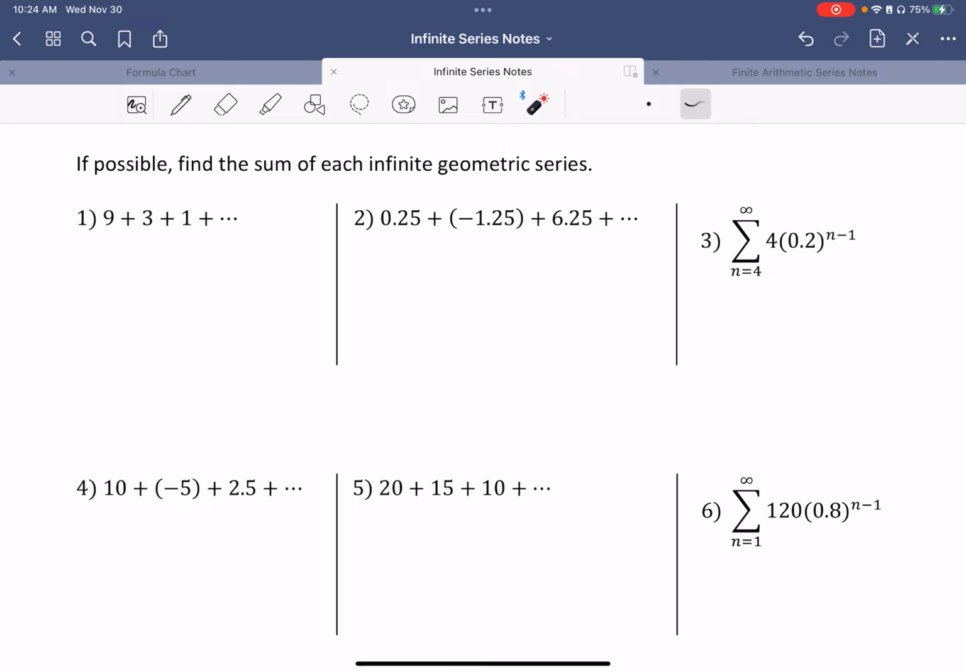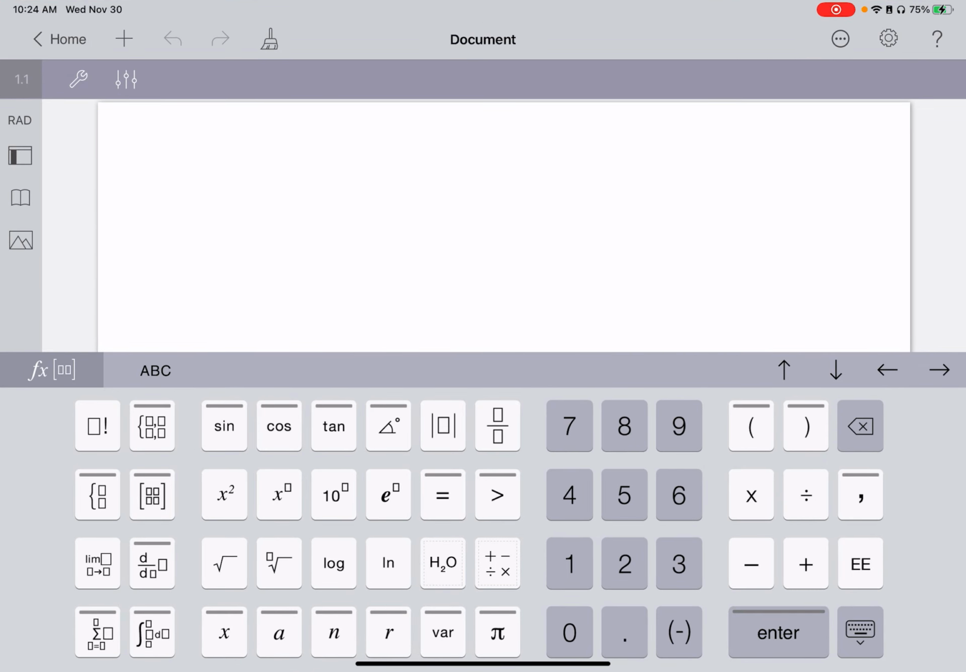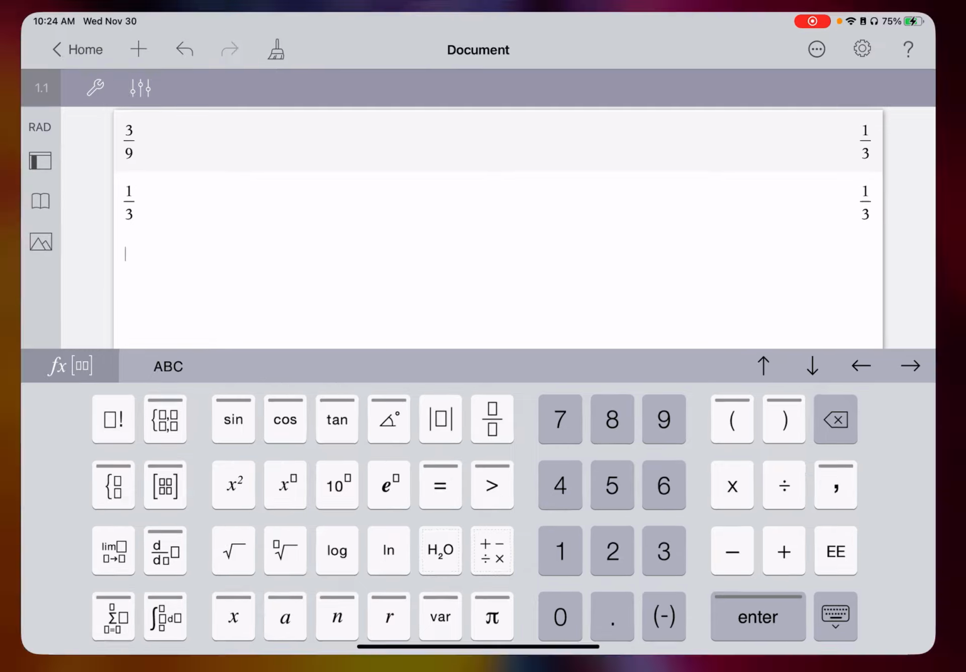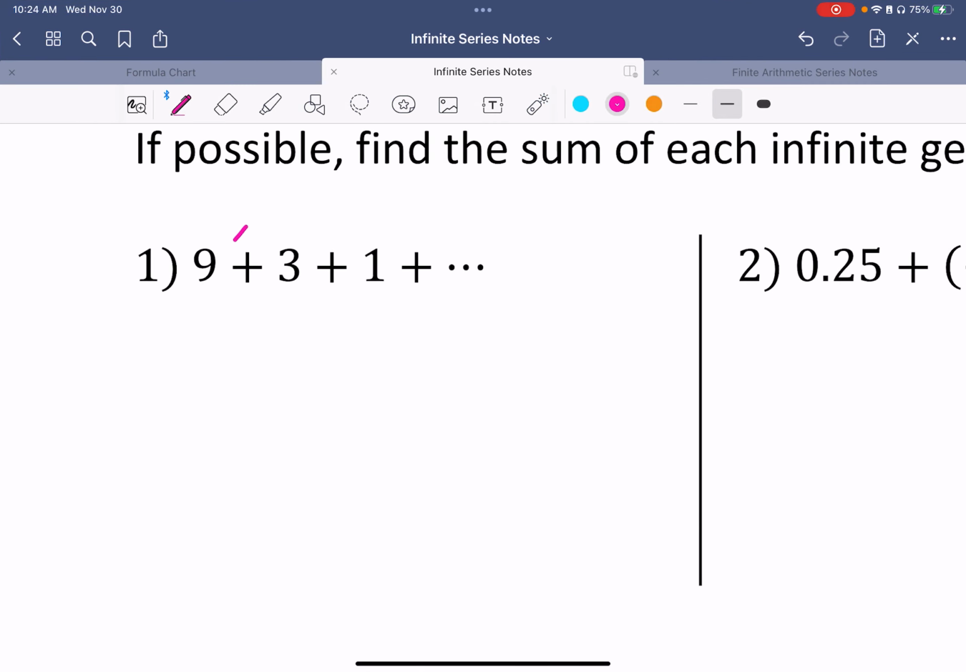So first, let's find the common ratio. So remember, we're going to divide the second term by the first term. So the second term being 3, first term being 9, that gives you 1/3. Then you divide the third term by the second term, so 1 divided by 3, and you can see that the common ratio is going to be 1/3. Okay, so these are all being multiplied by 1/3. So that's the common ratio.